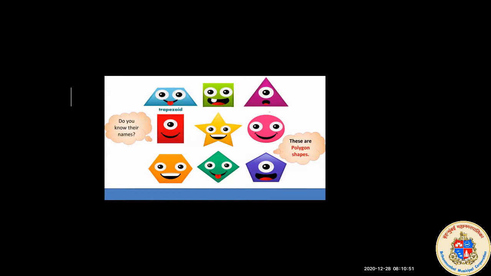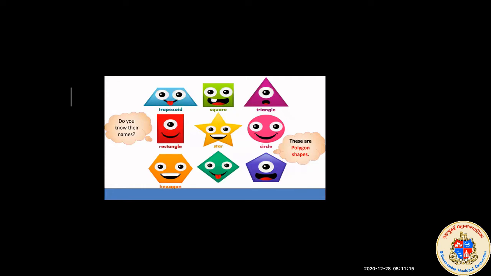We will just look at the names of these figures very quickly. This is called trapezoid. We also call it trapezium. Square. Next is triangle. The other one is rectangle, and we have a beautiful yellow star, pink circle, and a figure with six sides.